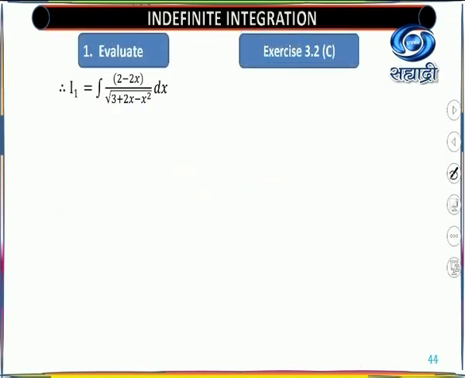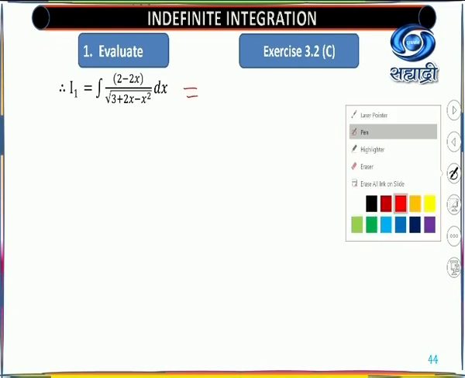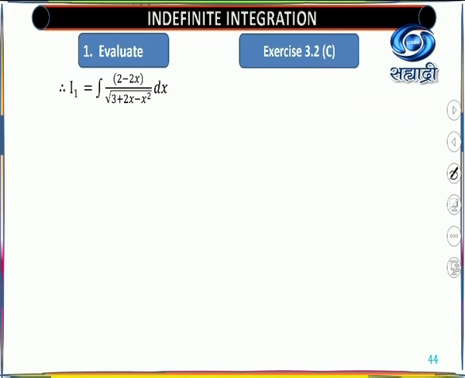As usual, our I1 is integral 2 minus 2x upon root of 3 plus 2x minus x square dx. Here also you are able to use the formula. Which formula? The corollary which you already discussed, that is integral of f dash of x upon root of fx dx is equal to 2 root fx plus constant of integration. Either you use that corollary directly or we'll use the substitution method. Any method will give you the answer.